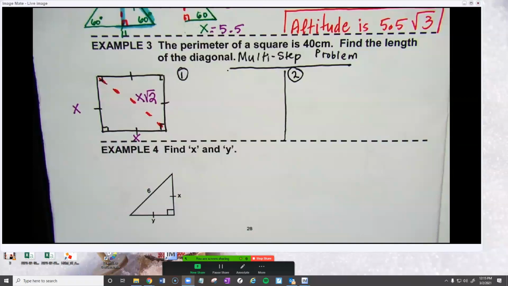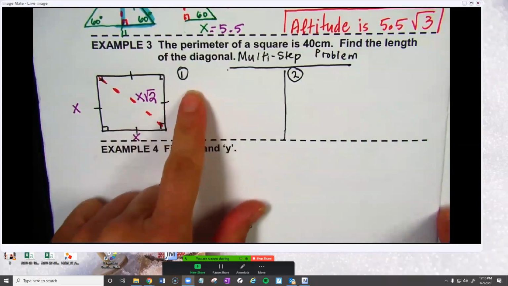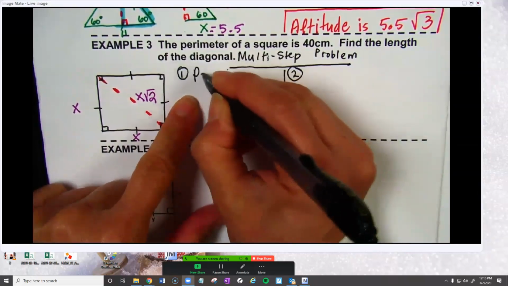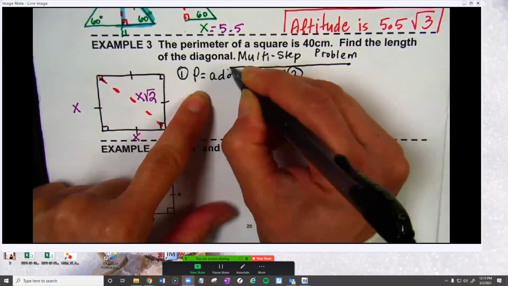Do you guys remember how to find perimeter of any shape? Length times width is area. Save that one. We're going to come back to that. You just add all the sides. Is that what you said? So remember, perimeter, you add sides.